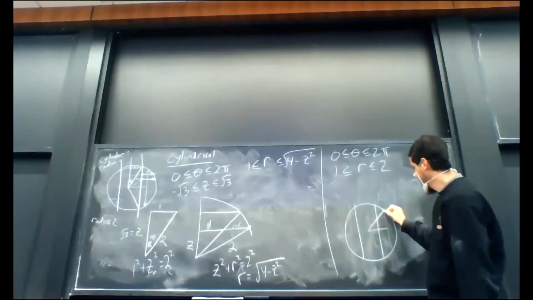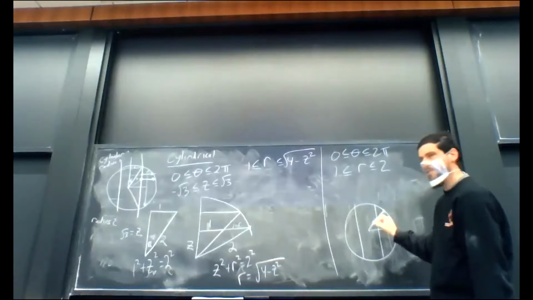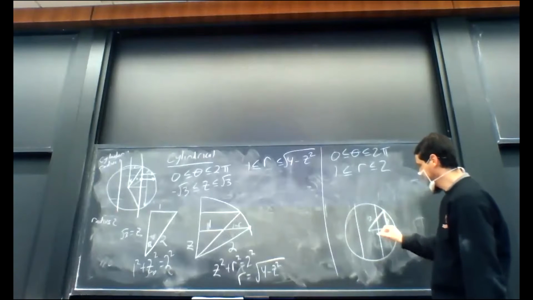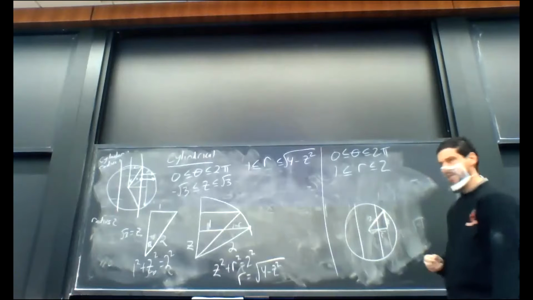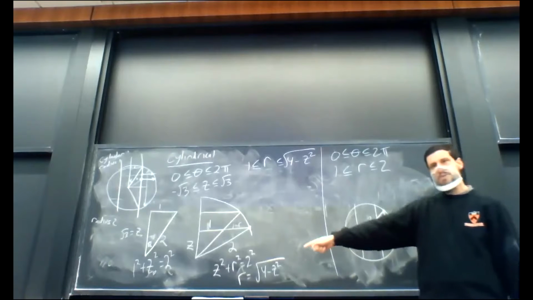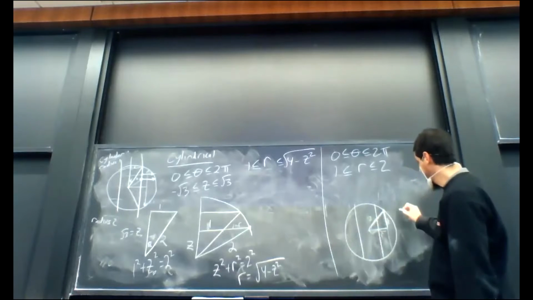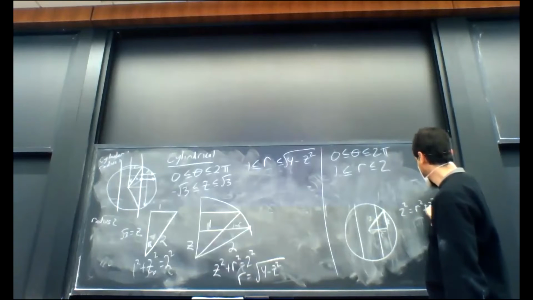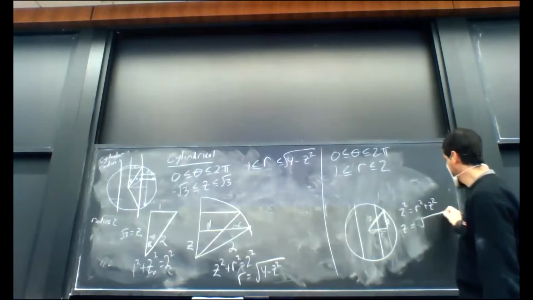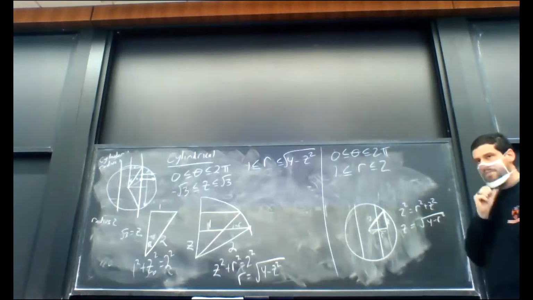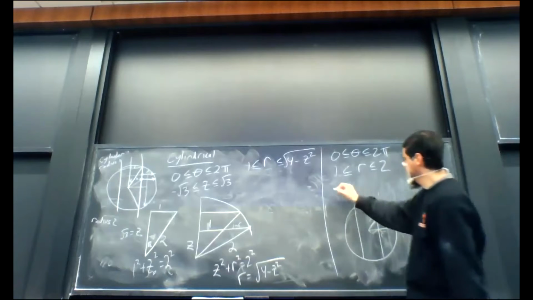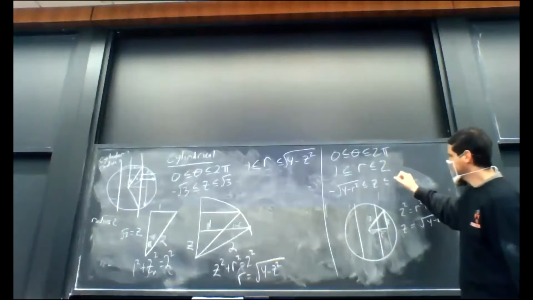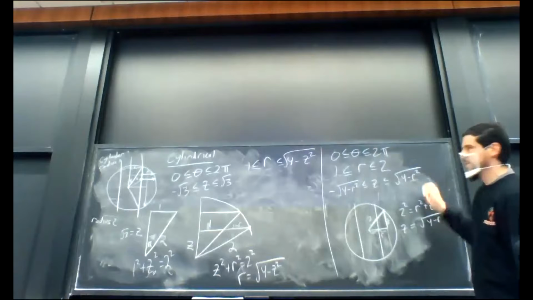So what is the hypotenuse going to be in this triangle? 2, always 2. The height is going to be my maximum value of z, and the base is going to be r. Oh, it's the same equation. So we get 2 squared is r squared plus z squared. So z is the square root of 4 minus r squared. And so z can go from negative square root of 4 minus r squared all the way to positive square root of 4 minus r squared.